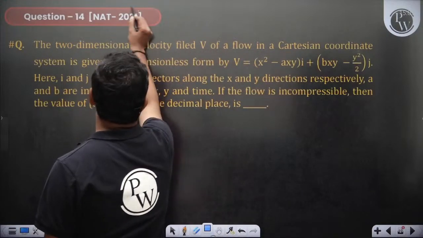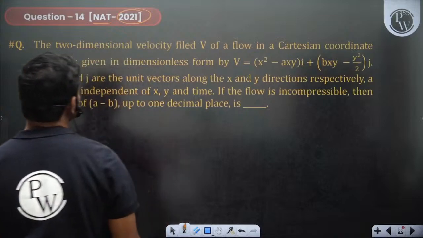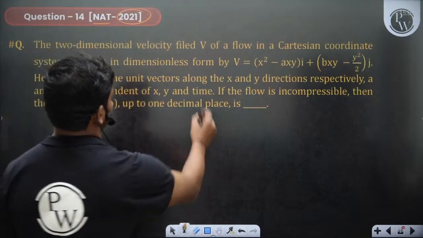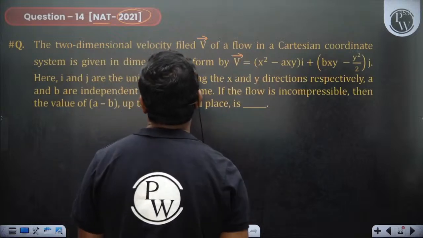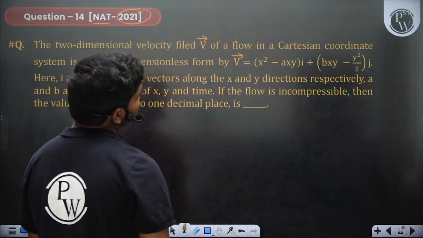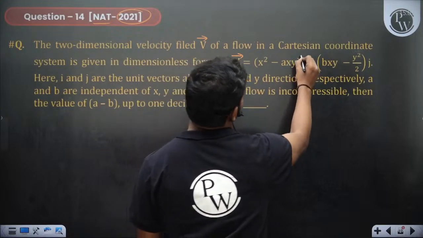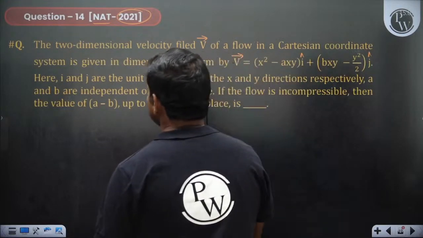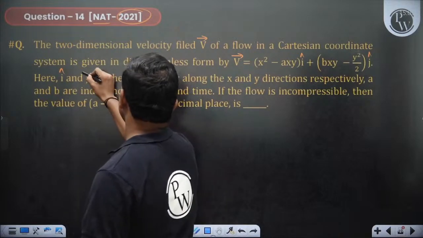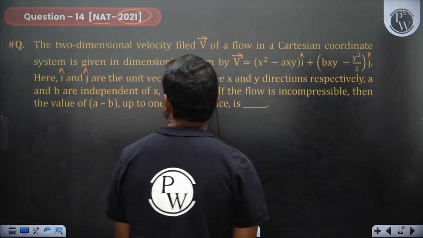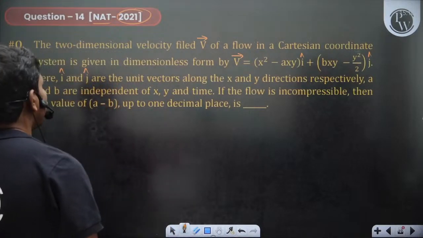Question 14, again 2021, a question from 2021 NAT. The 2D velocity field of a flow in a Cartesian system is given in dimensionless form by V is equal to (x square minus a x y) i cap plus (b x y minus y square) j cap. Here i and j are unit vectors along the x and y directions. a and b are independent of x, y and time. If the flow is incompressible, then find the value of a minus b.